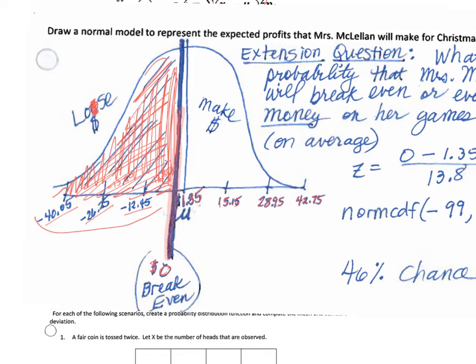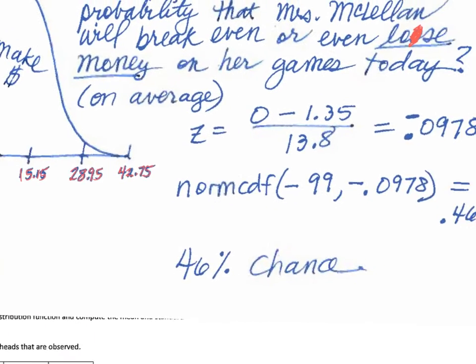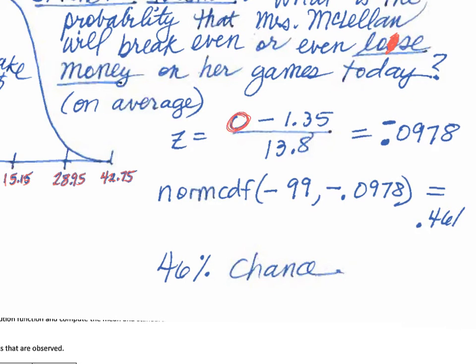Okay, so what do I have to do to compute that area with normal curve stuff? Get a what first? Z-score. So here is my Z-score. X is my $0 minus the mean over the standard deviation. And that gives me this Z-score of negative 0.0978. And then I want to find the area below that. So do you recall that? That's when you normalcdf from negative 99 up to that point, and I get 0.461. You know what that means?